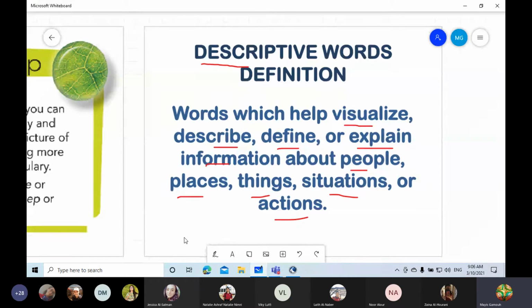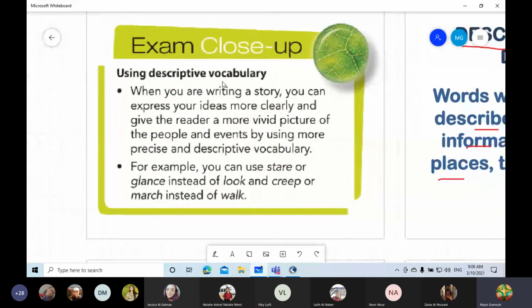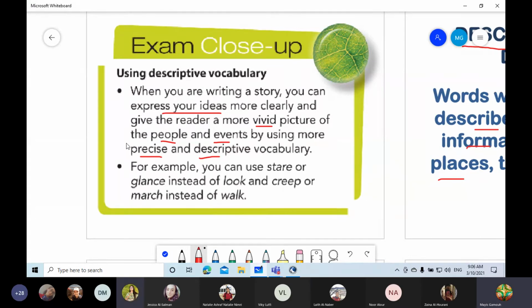So let's go back to our slide in order to explain it using descriptive vocabulary. Here, when you are writing a story, you can express your ideas more clearly. So in order to make your story clearer, we give the reader a more vivid picture. The meaning of vivid is a clearer picture of the people, events, by using more precise and descriptive vocabulary. What's the meaning of precise? Do you guys know? Exact, accurate. Yes, thank you.